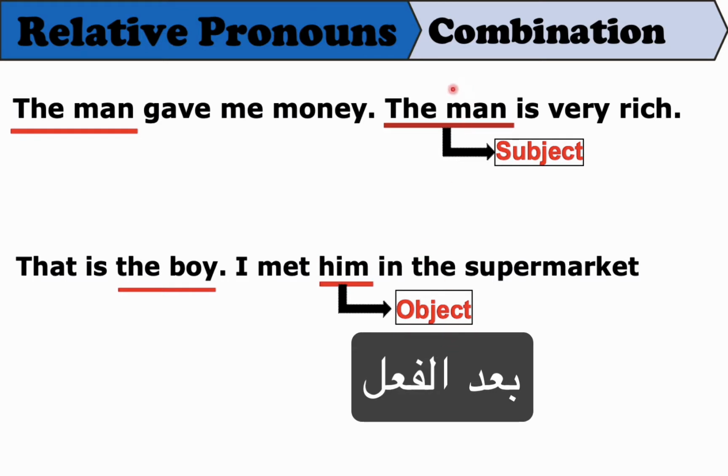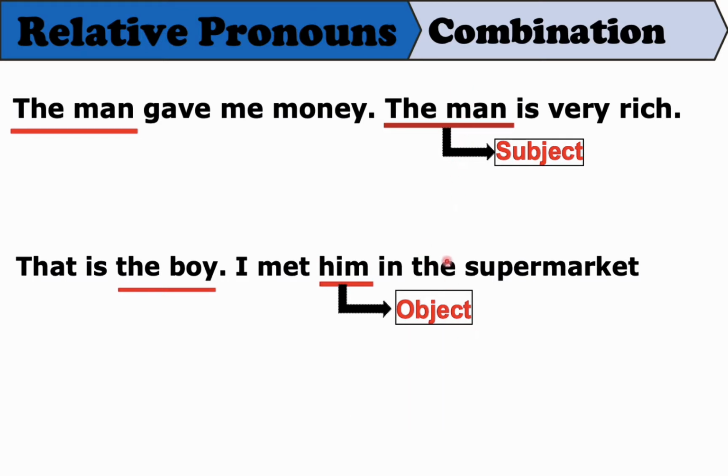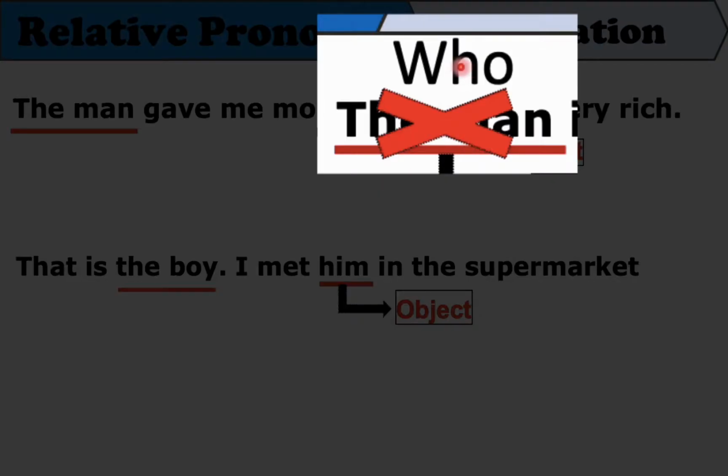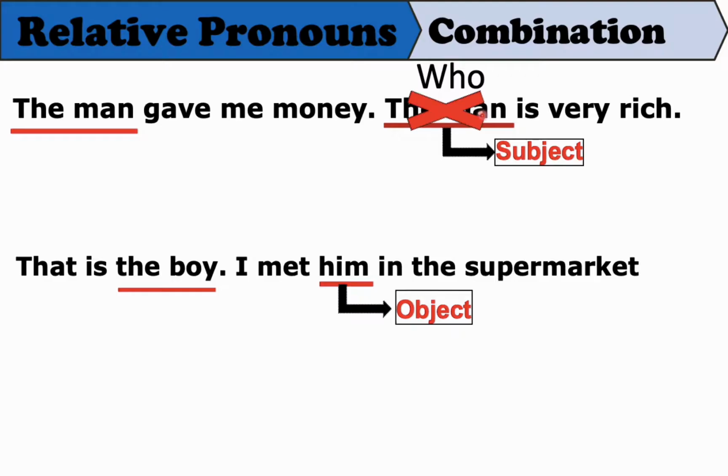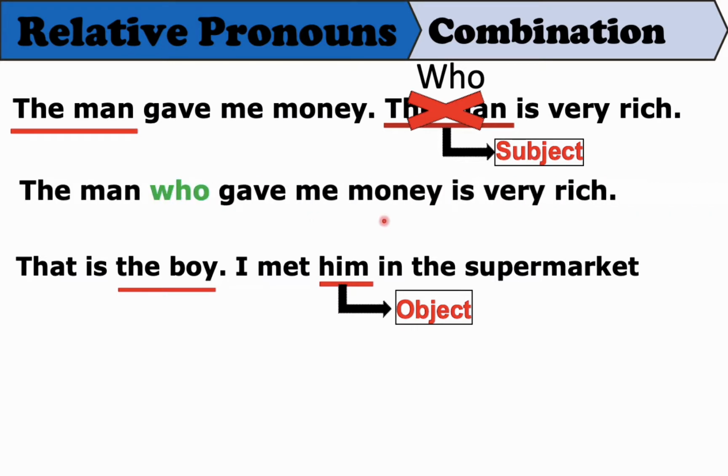So please, when the thing that is repeated is the subject, what do we use? We use who. But when the thing that is repeated is the object, what do we use? We use whom. Okay, so let's try to do this. We are going to delete the man and replace it with who. Why who? Because the man, the thing that is repeated, is the subject. Now for the second example, what is the sentence here? The sentence is: the man who gave me money is very rich.